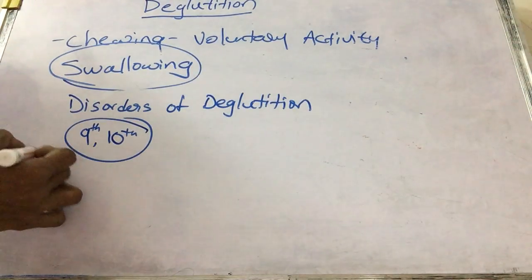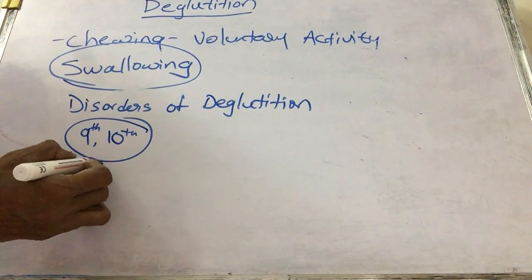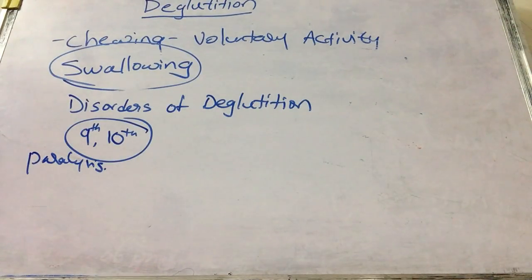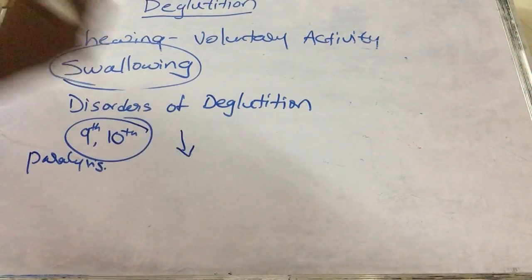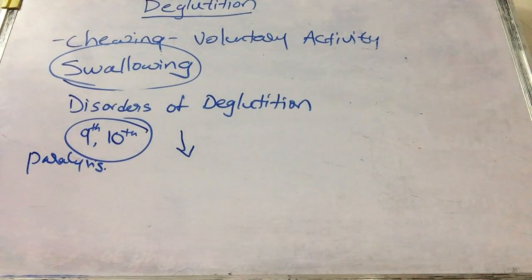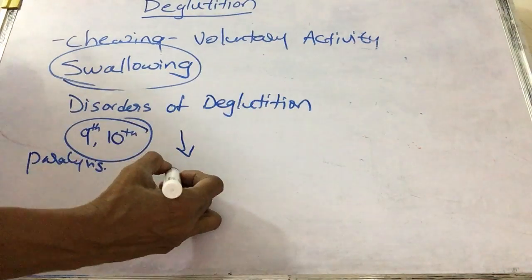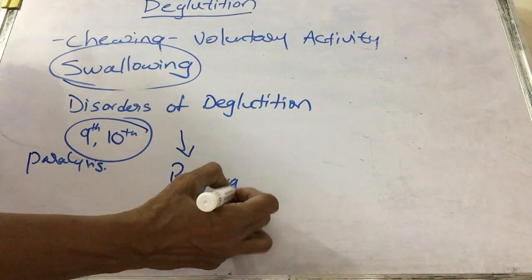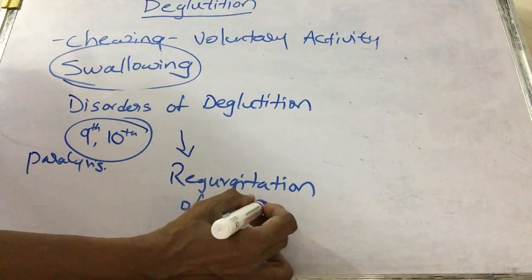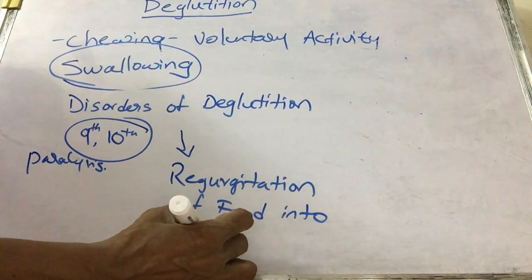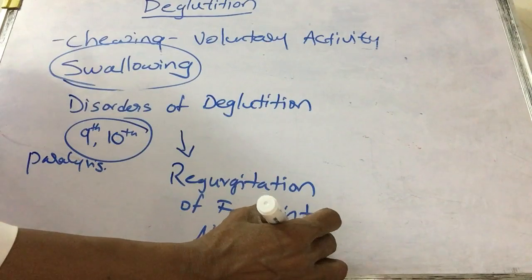If there is paralysis of these nerves, then it cannot carry the impulses, and that will result in decreased deglutition, or it may cause regurgitation of food into the nose or trachea.